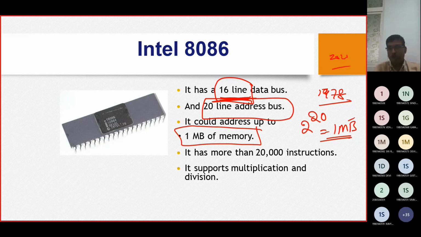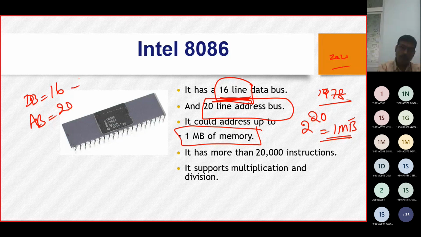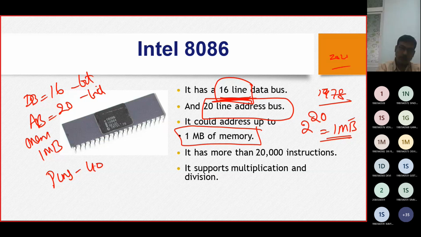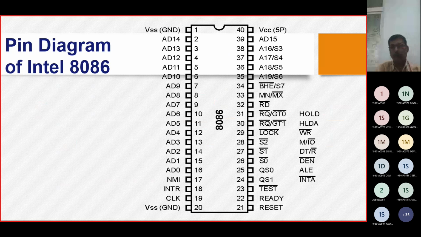So in this way we have the 8086 configuration with these primitives: data bus 16-bit, address bus 20-bit, memory 1 megabyte, pins 40. So these are the 4 takeaways we have to understand at this point of time.